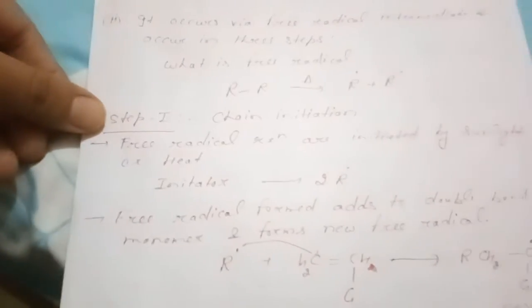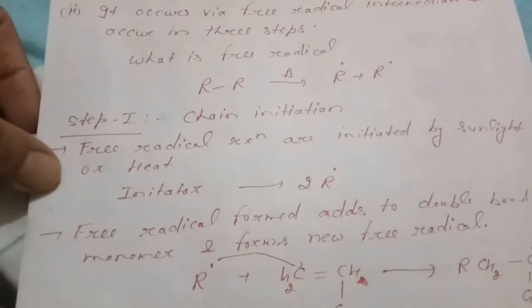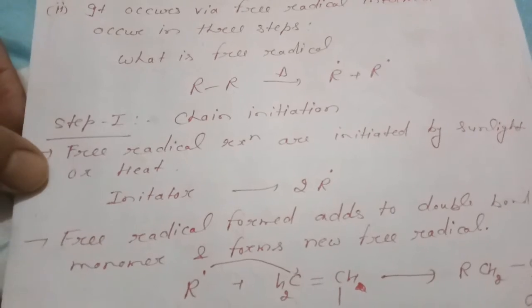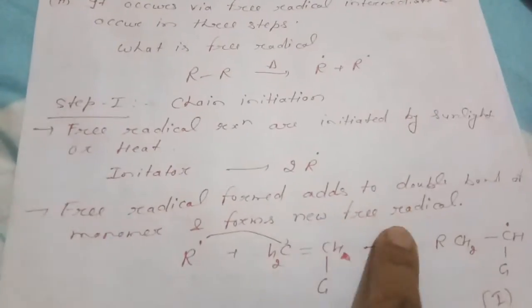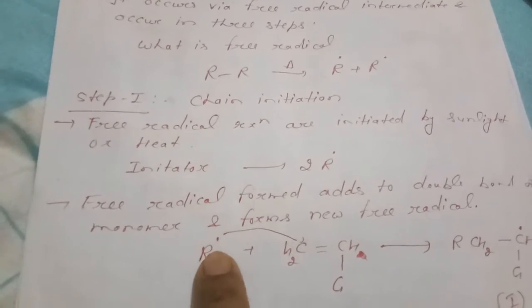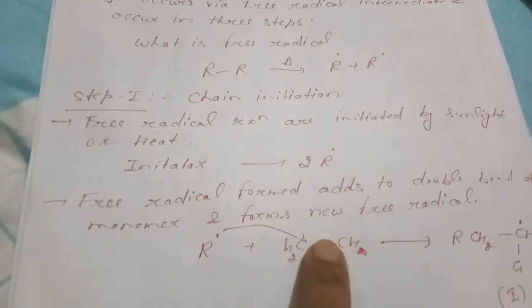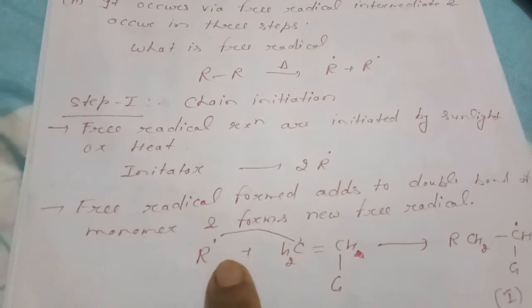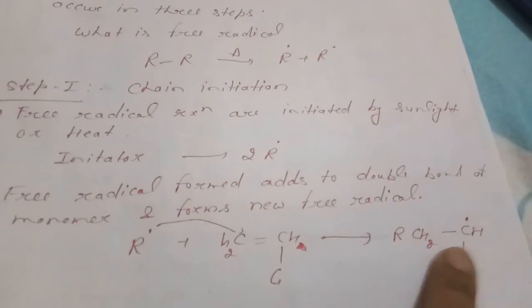The first step is chain initiation, meaning the reaction is initiated. Free radical reactions are generally initiated by sunlight or heat. When the initiator is heated, free radicals are generated. This free radical then adds to the double bond of the monomer. For example, this free radical attacks this carbon and uses one electron of the double bond, and one electron remains with the other carbon. So this combines with CH2 as RCH2, and a new free radical is generated. Let us suppose this is the first free radical.